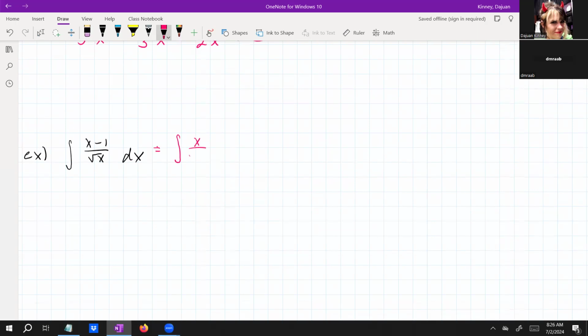I'm going to rewrite this a couple stages. I should put parentheses. I never do. I'm going to leave off the parentheses. All right. So this is an understood 1.